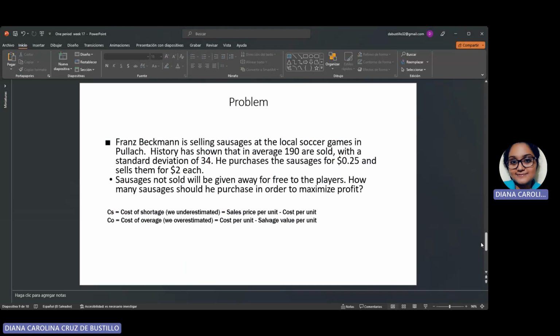We will work on a second example. So let's calculate those costs just to have a better understanding of what I'm talking about. So let's see the exercise. It says Franz Beckman is selling sausages at the local soccer games in Poland. History has shown that on average 190 are sold with a standard deviation of 34. He purchases the sausages for 25 cents and sells them for $2 each. Sausages not sold will be given away for free to the players. How many sausages should we purchase in order to maximize profit?